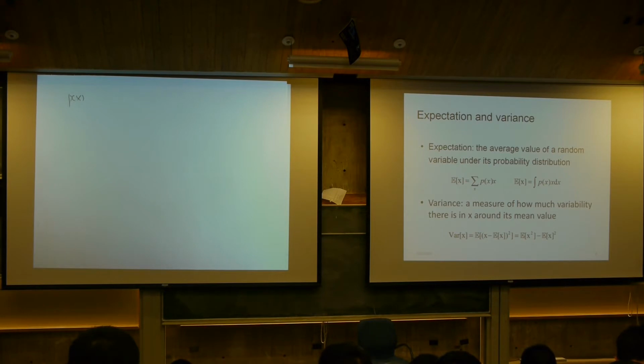And for variance, it is a measure of how much variability there is in X around its mean value. So its definition is here. And on the rightmost part is an important equation, a property of the variance we are going to use a lot in the future.